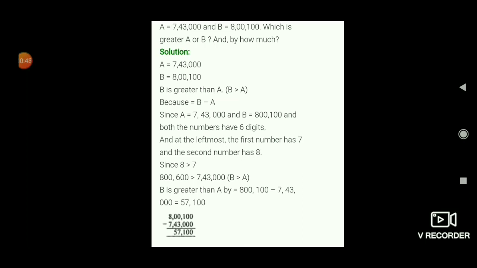8,100,000 minus 7,43,000, that is equals to 57,100.